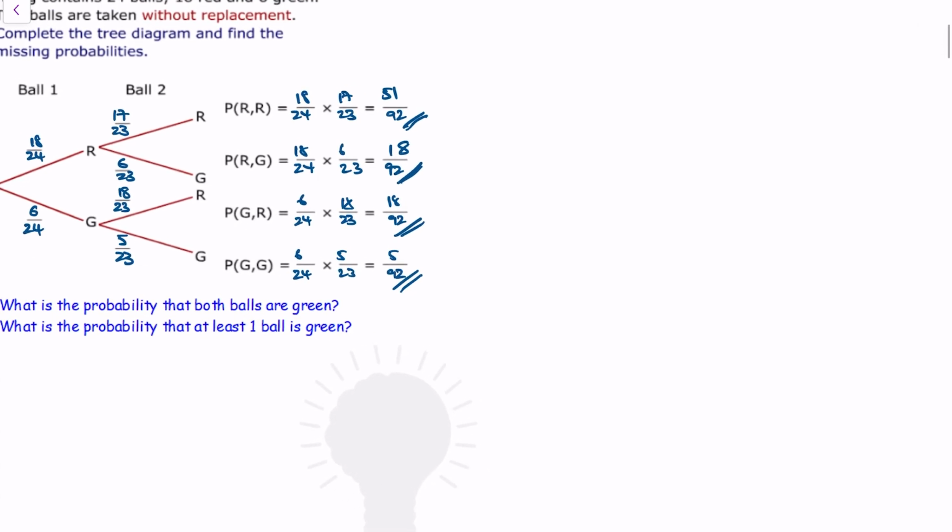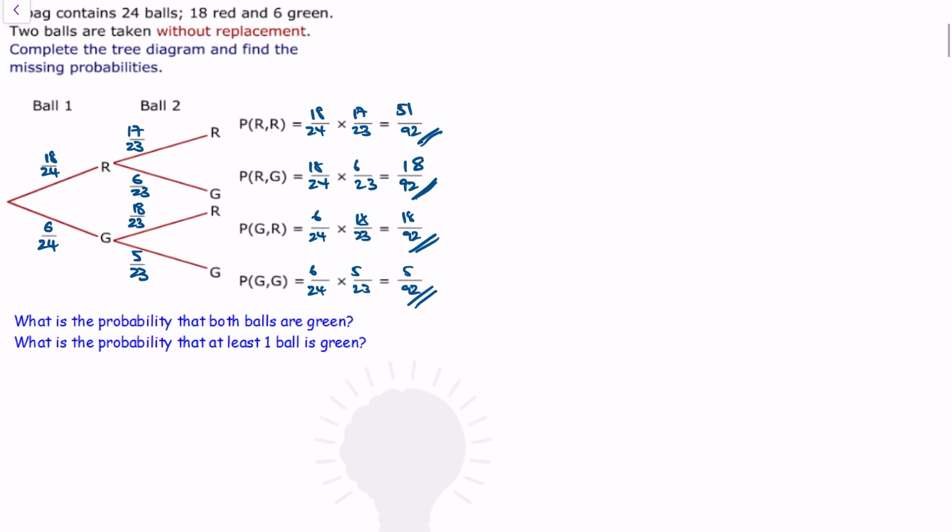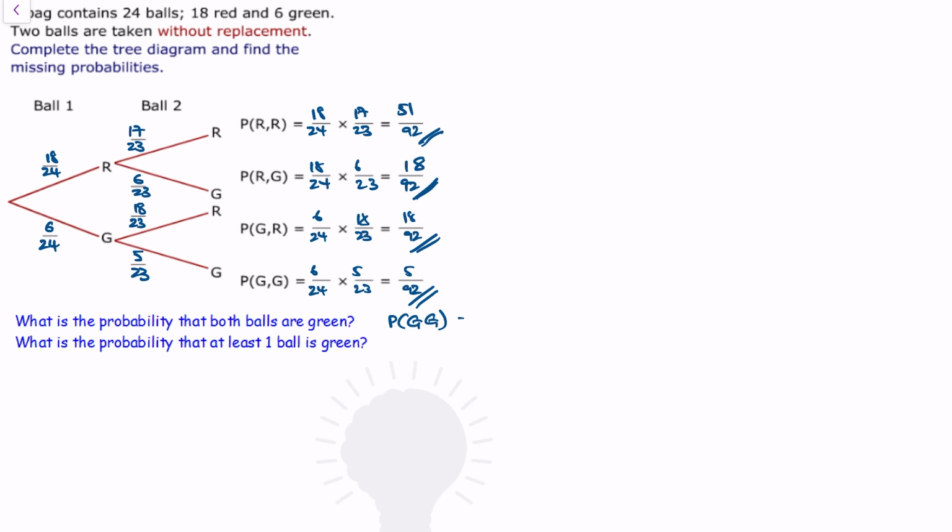So what is the probability that both balls are green? That means it's the probability of green-green. We already worked that out. It's just 5 out of 92.